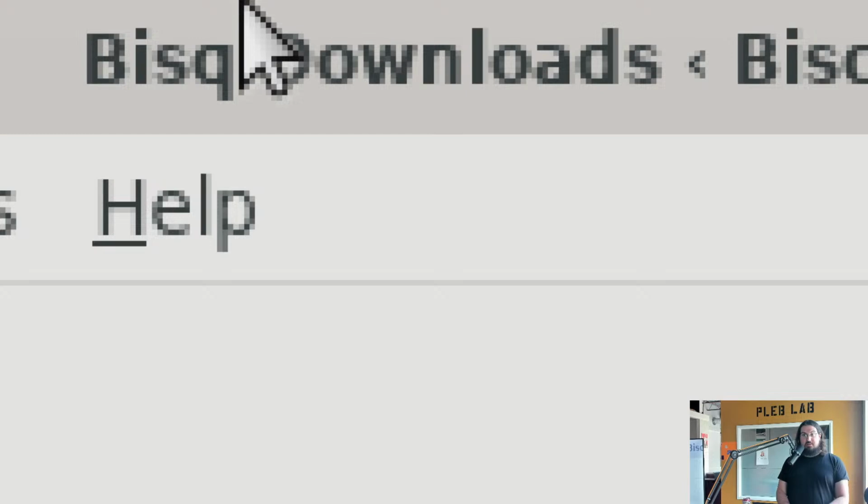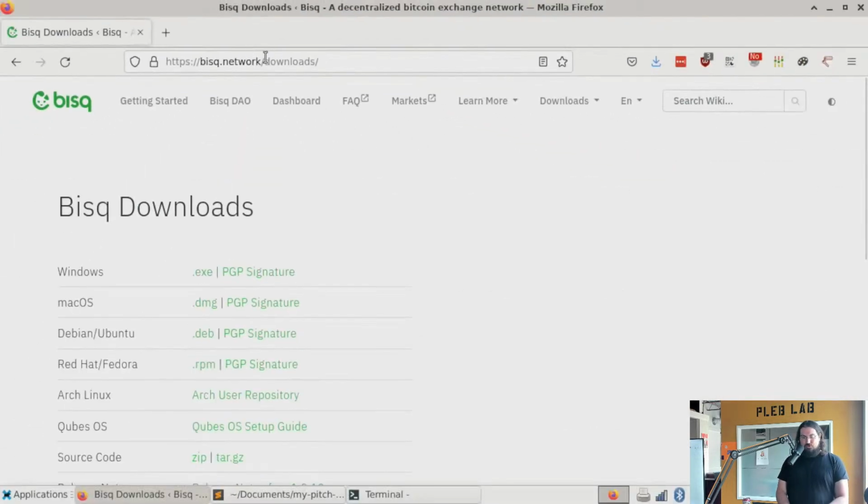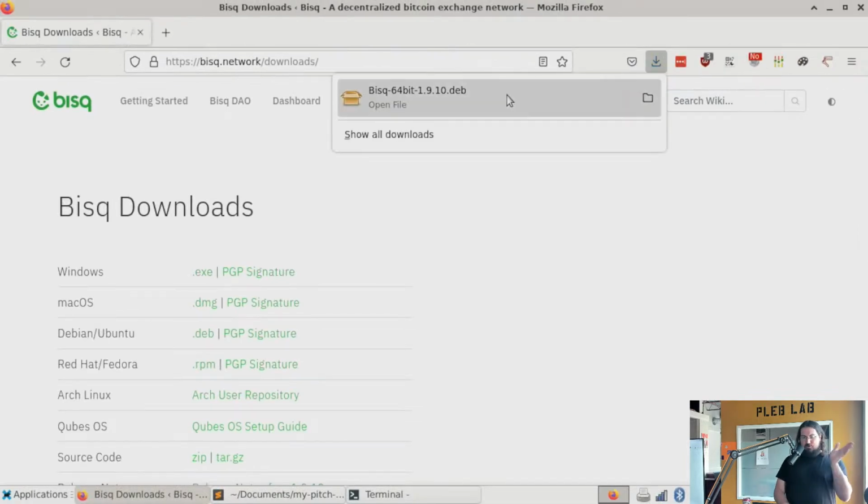The question is, is Bisq spelled with a capital B or a lowercase b? Their logo is lowercase, but the title, if you look up here, is uppercase. So I guess either one, both, neither? There's your answer. Any other questions before we move on? Oh, it's downloaded. No more questions. We're moving on.